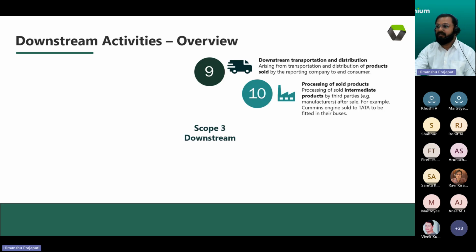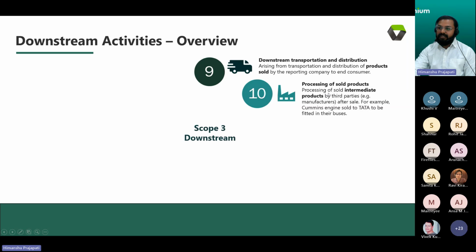So to answer your question, this is something that is also relevant to you. If somebody else is processing the sold product, in this case whatever is generated from your plant, and it is being taken by someone else to be used in their own premises, let's say it's a product of some use in another process, that is something relevant over here. Scope 3 downstream category 10 will be utilized over here.